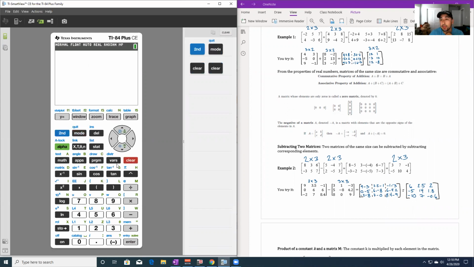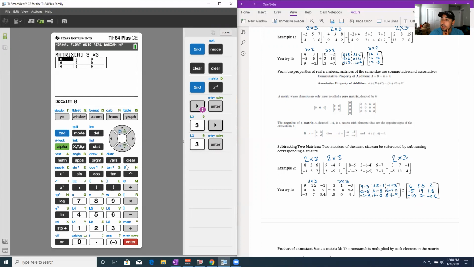Watch this. On the graphing calculator, we're going to go to second matrix right here. All right. Then we're going to go over to edit. And I'm going to say matrix A. And I'm going to use the last example. The last one was a 3 by 3. So this one wants the dimensions. 3 by 3. All right. Now let's put in our values.